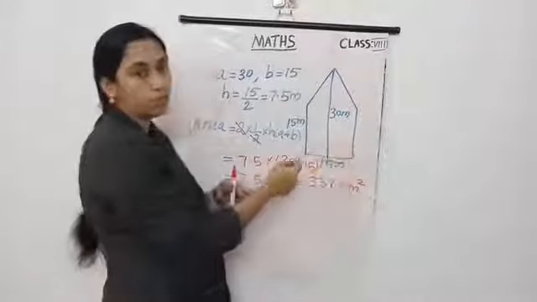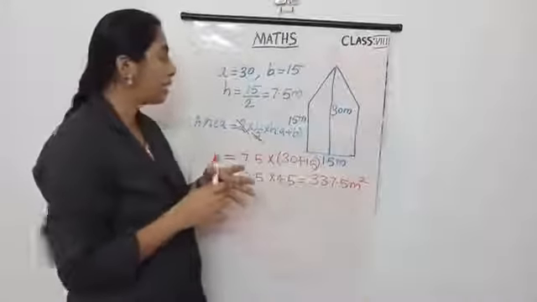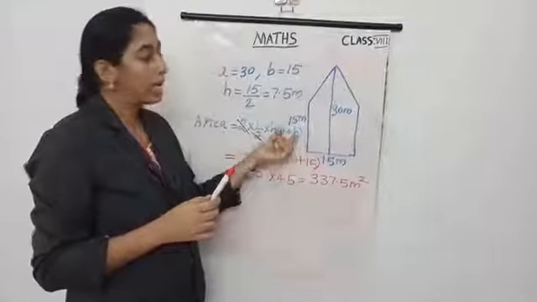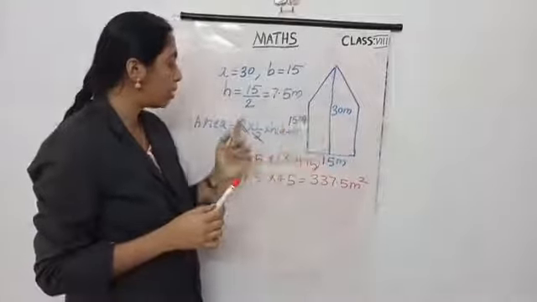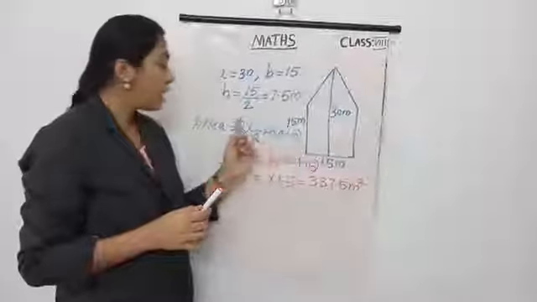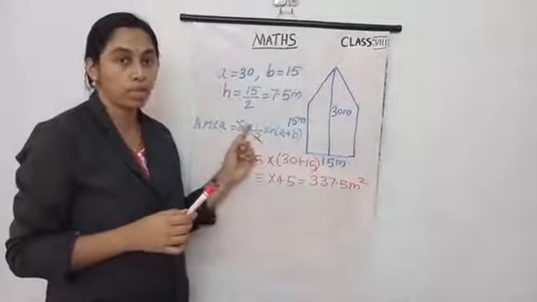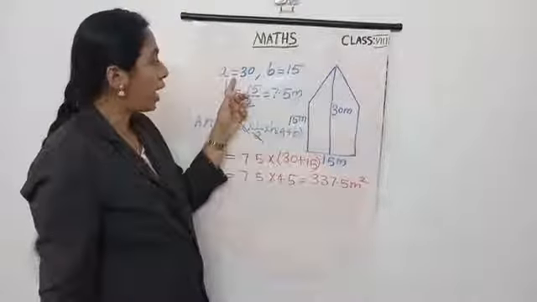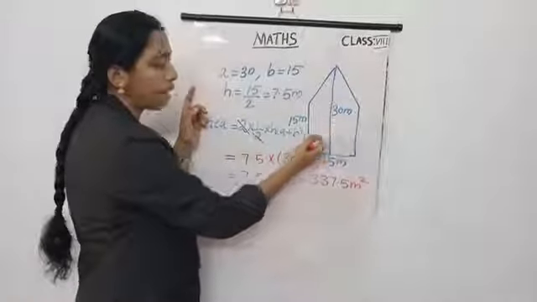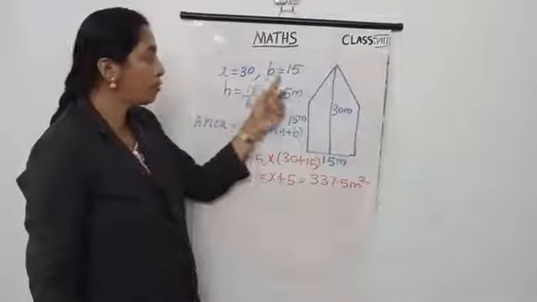this side also 15. Now what is the formula for finding area of a trapezium? Half into h into a plus b. Here we have 2 trapeziums, so 2 into half into h into a plus b. We can cancel these 2. 2 divided by 2 we get 1. Now substitute values. A is this side and this side, 2 parallel sides, this side B. So A equal 30, B equal 15.